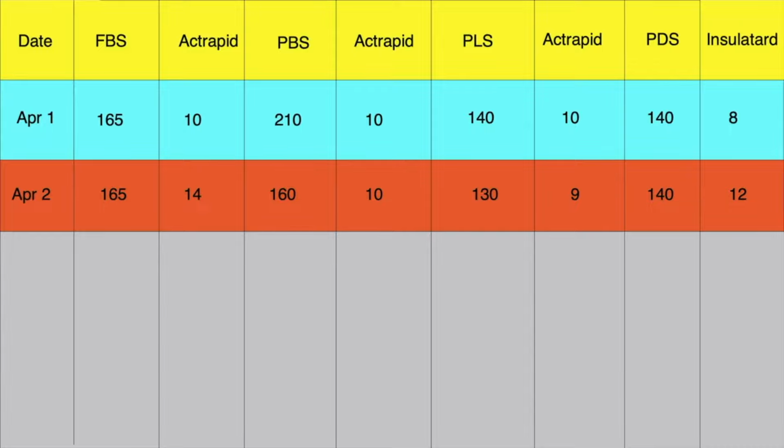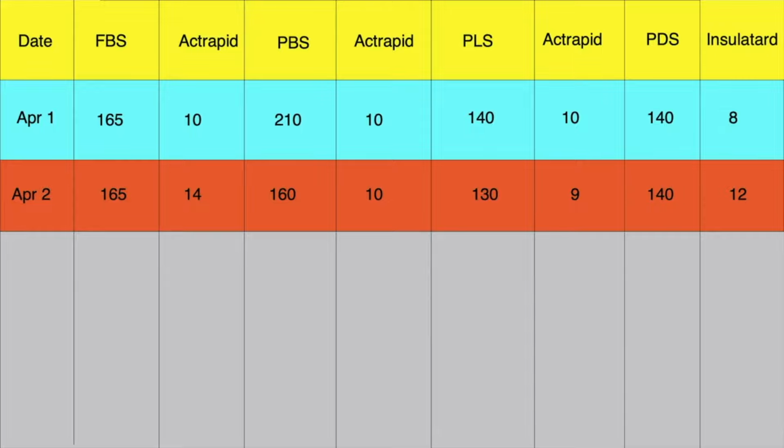The post-lunch sugar reading for 10 units act rapid the previous day was 140. Therefore, we don't need to adjust this insulin dose, but I would reduce the act rapid dose just a bit because the post-breakfast reading has come down by 50. Let's say now the post-lunch sugar reading is 130. And he received 9 units of act rapid with dinner. I reduced this a bit because the post-lunch sugar had come down a little further. His post-dinner reading remains the same, and we're happy with that.